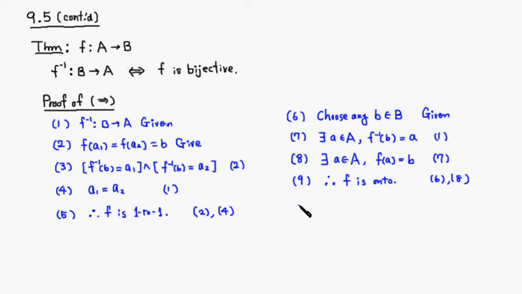And the final conclusion is line 10. Therefore, we know that f is bijective because it's 1 to 1 and onto at the same time. The justification would be combining line 5 and line 9. So this is the proof of this implication. Let's do the other implication.